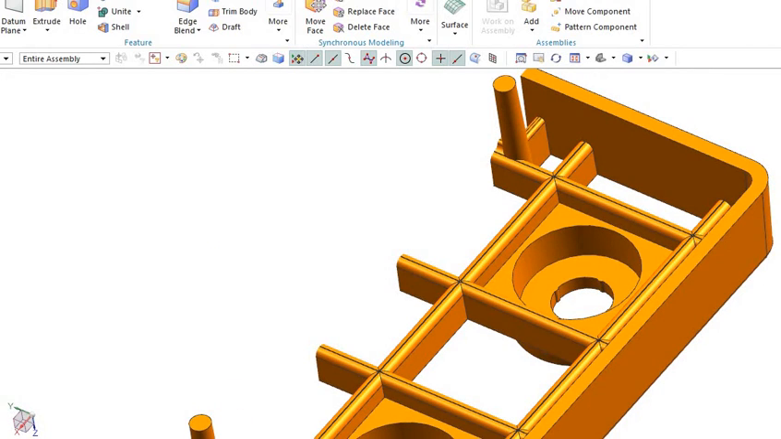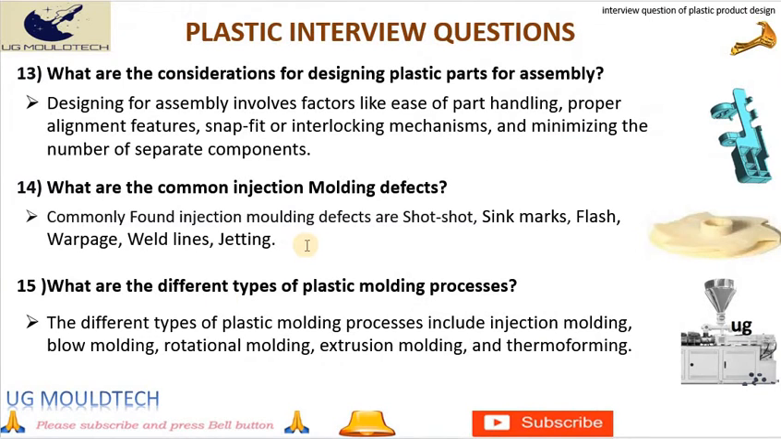Friends, next point in molding question and answer is 14. What are the common injection molding defects? Commonly found injection molding defects are short shot, sink marks, flash, warpage, weld lines, jetting.